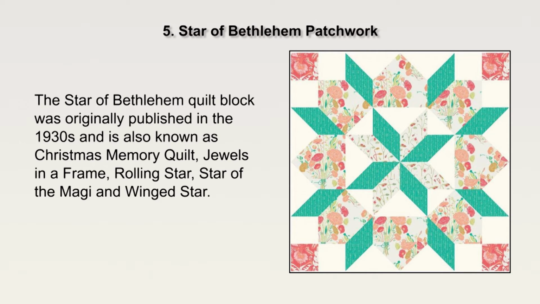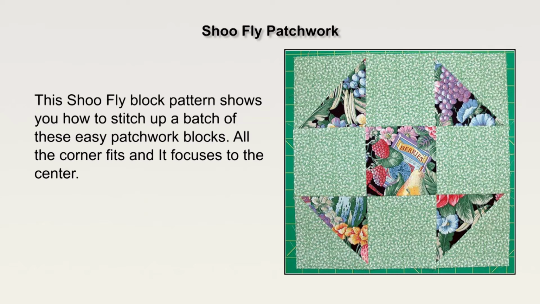The Star of Bethlehem. We would have come across the same term while learning about quilts. The Star of Bethlehem quilt block was originally published in the 1930s and also known as Christmas Memory Quilt, Jewels in a Frame, Rolling Star, or the Star of Magi and Winged Star. The Shoe Fly Patchwork. This shoe fly block pattern shows how to stitch up. Here is an example of shoe fly patchwork.